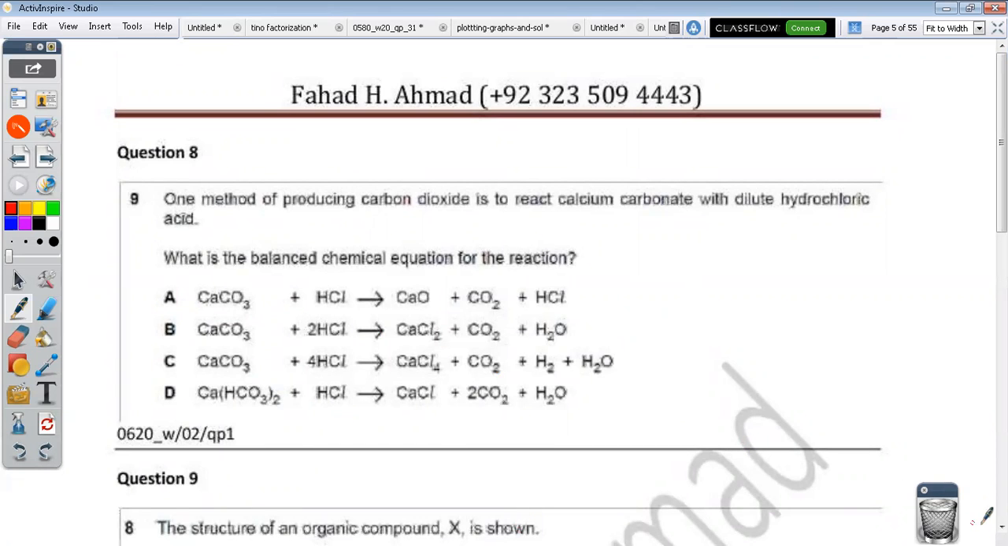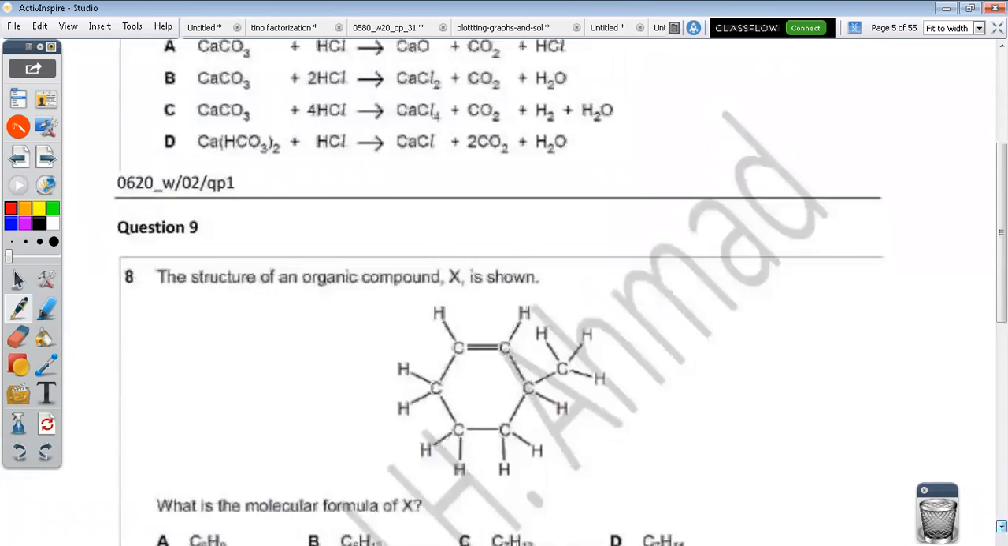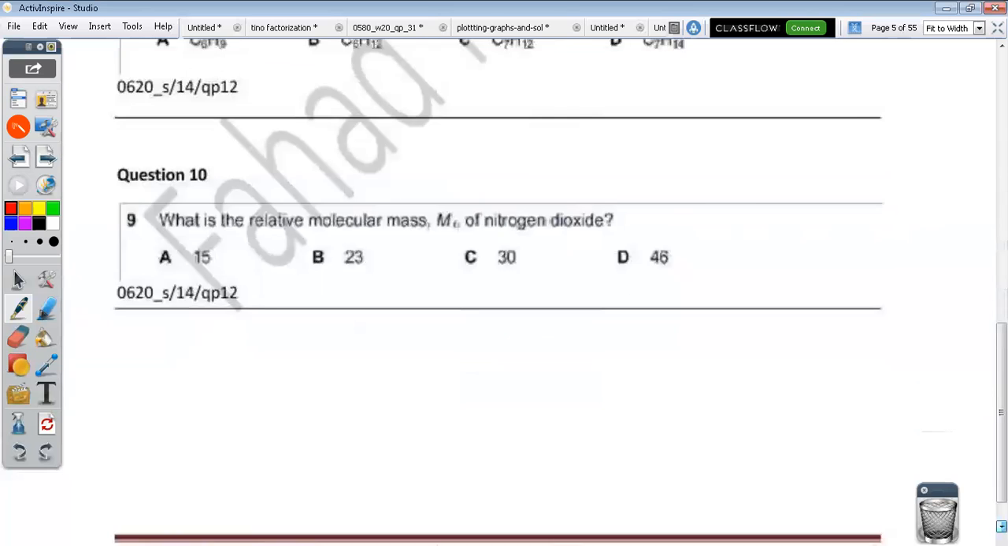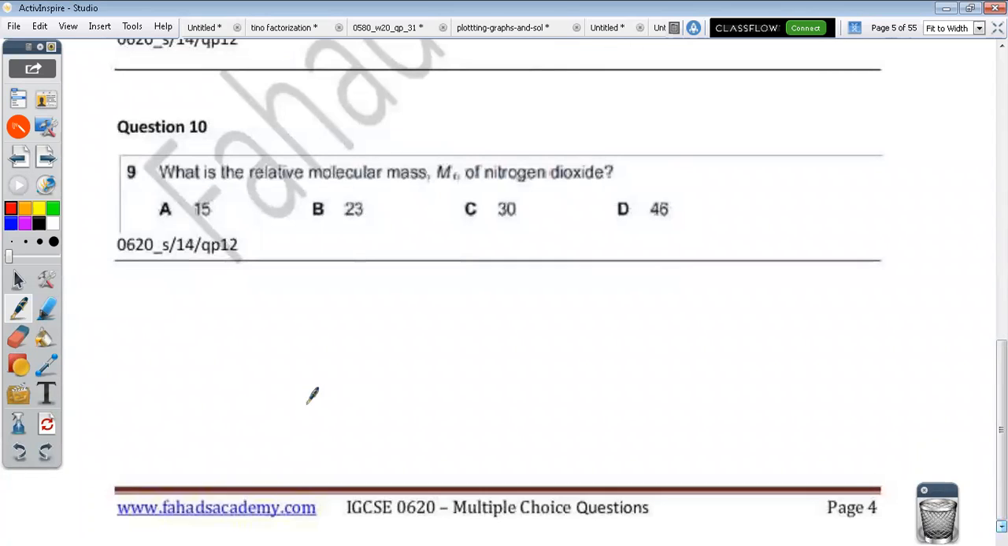Now, this I'm skipping for a reason. Now, look at this here. What is the relative molecular mass of nitrogen dioxide? Dioxide means two oxygens, like this. This is nitrogen dioxide. Are we agreeing?